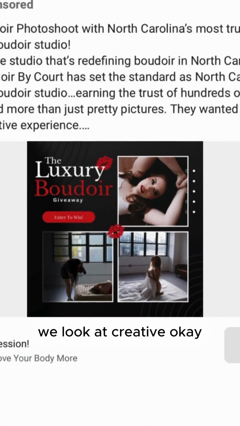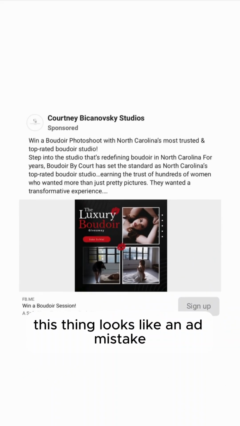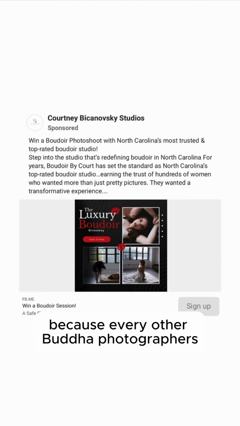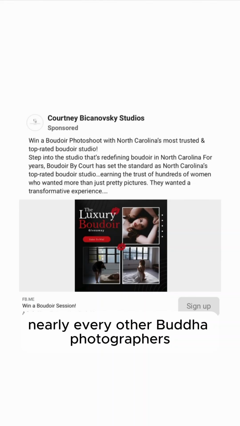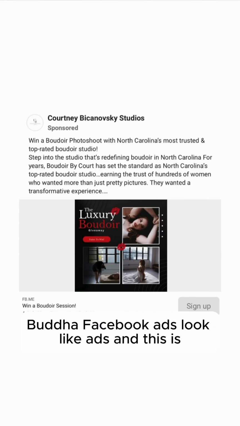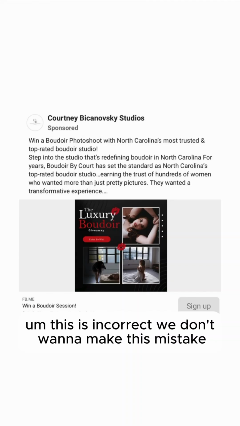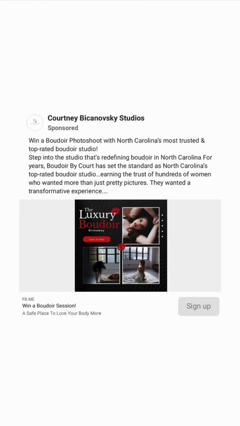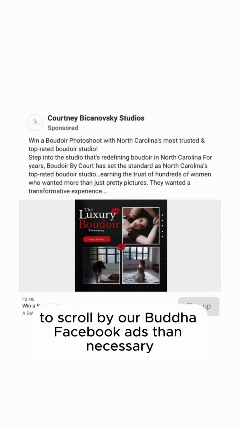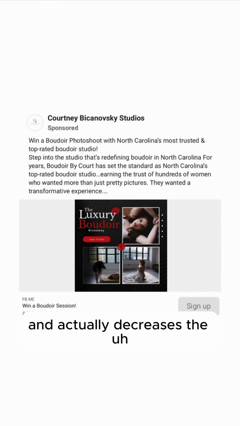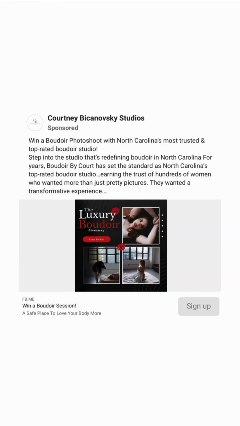Second thing we look at, creative. Okay, this looks like an ad. Mistake: the false belief that causes us to make this mistake is we believe our boudoir Facebook ads should look like ads, because nearly every other boudoir photographer's boudoir Facebook ads look like ads. And this is incorrect. We don't want to make this mistake. What actually happens is it causes way more women to scroll by our boudoir Facebook ads than necessary, pulls our unique CTR under 6%, and increases the probability we have BLCS, boudoir low click syndrome.